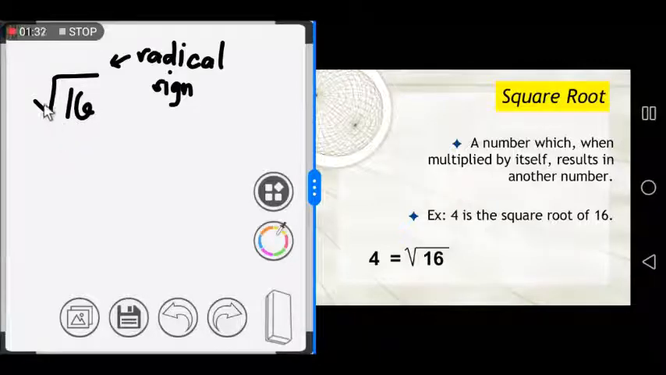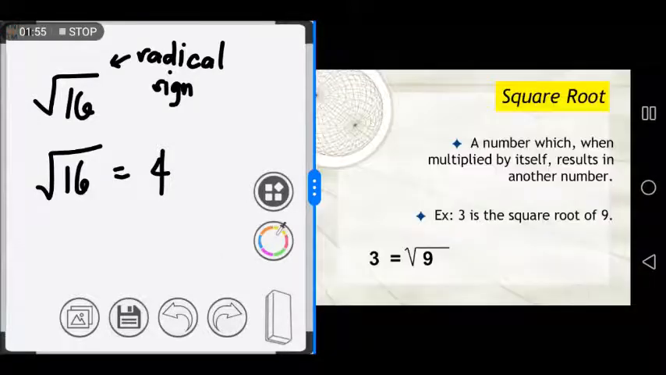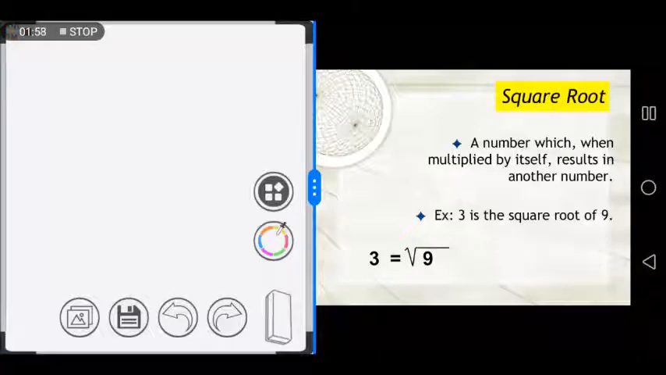No po? So, square root of 16. Okay? So, ibig sabihin, anong number daw yung imumultiply sa sarili para lumabas ang 16. So, if you answered 4, then you are correct. No po? So, 4 is the square root of 16. Ayan. So, another example, no? So, if we have square root of 9, no? What is the square root of 9? Ano daw yung number na imumultiply sa sarili para lumabas yung 9? So, your answer naman is 3.